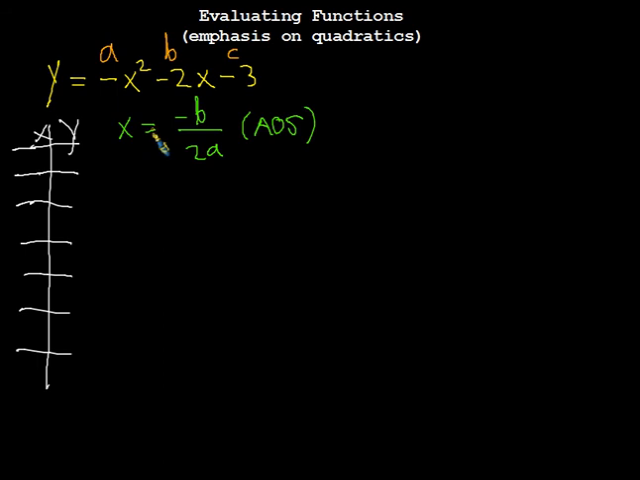So in this case, our a is equal to -1. Remember, if we just have a negative sign out in front, then that's the same as having -1. Our b is equal to -2, and our c is equal to -3. Now, at this point, c being equal to -3, we don't care. All we need is b and a.